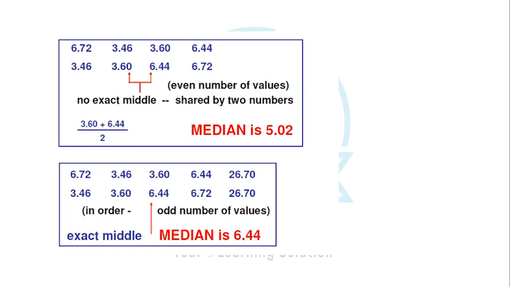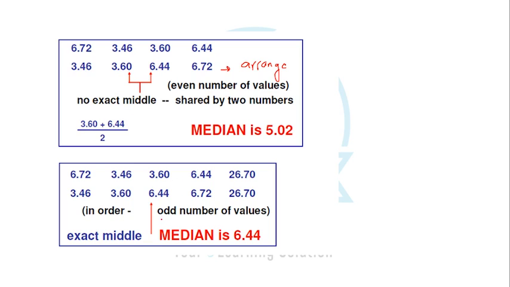So let's start. If you take this example, the question is 6.72, 3.46, 3.6 and 6.4. First of all, we have to arrange. So the first step is basically to arrange into ascending or descending order. This is clearly the ascending order. You can arrange in descending order, but here it is ascending. So my first value is 3.46, 3.7. The number of observations are even. So we are going to take the arithmetic mean of them. That is 3.60 plus 6.44 upon 2. So my median value is 5.0.